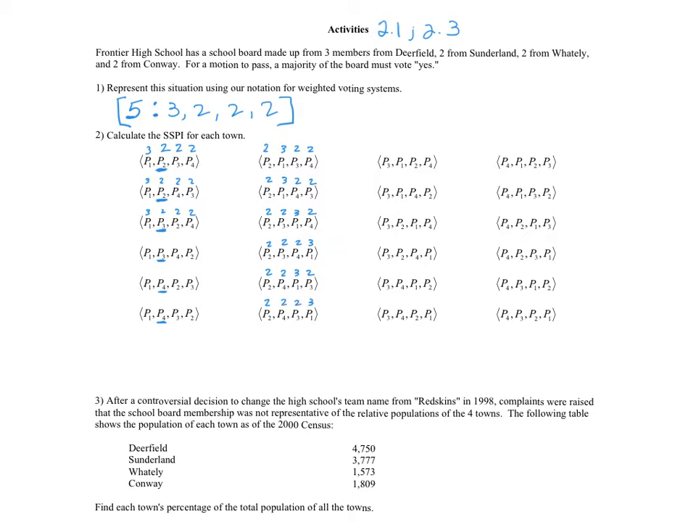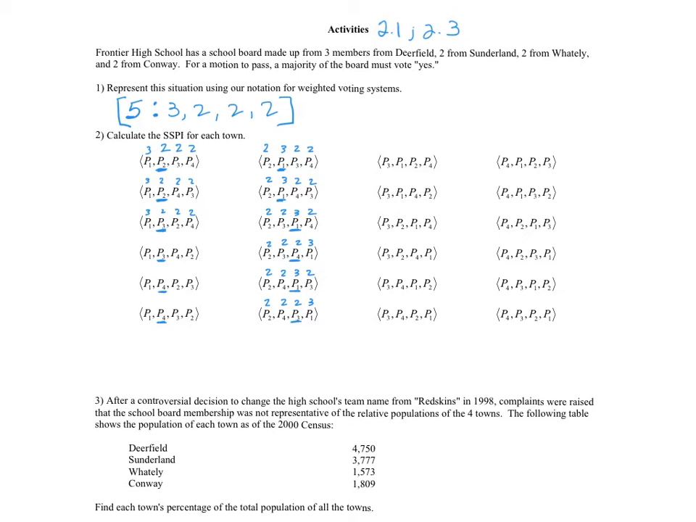Okay, so now I'm going to add from left to right, and as soon as I hit or exceed 5, underline that player. So 2 and 3 is 5. 2 and 2 is only 4, so I have to go to the next player, which in this case is player 1. 2 and 2 and 2 puts me over 5. 2 and 2 is not quite there. Got to go to the next player. 2 and 2 and 2.